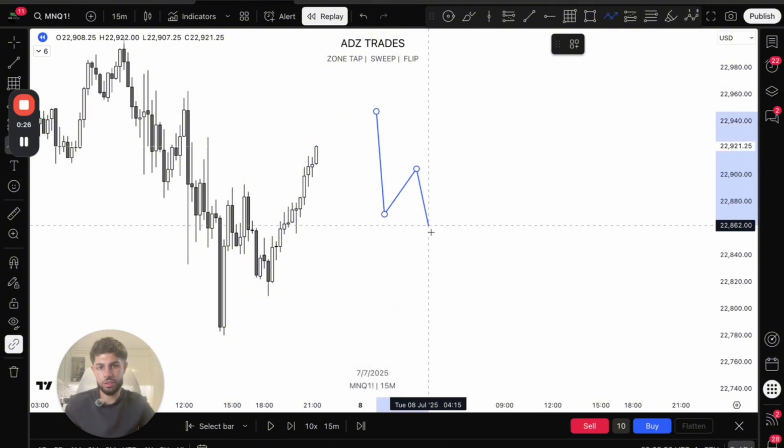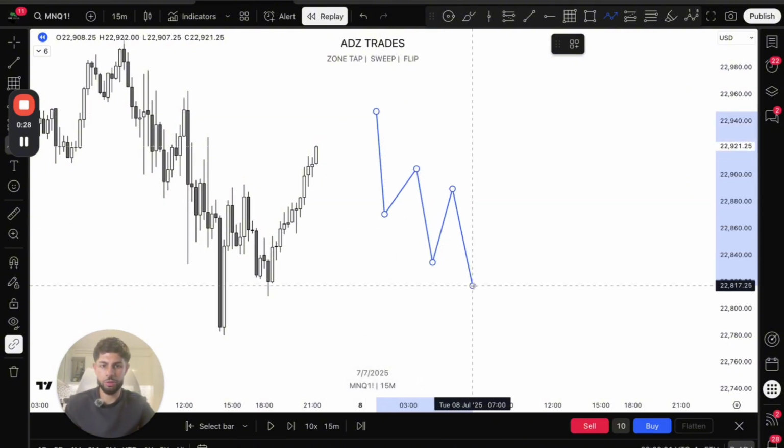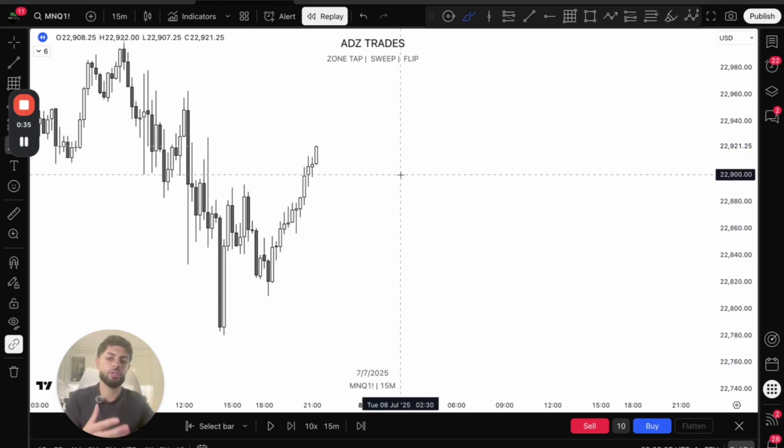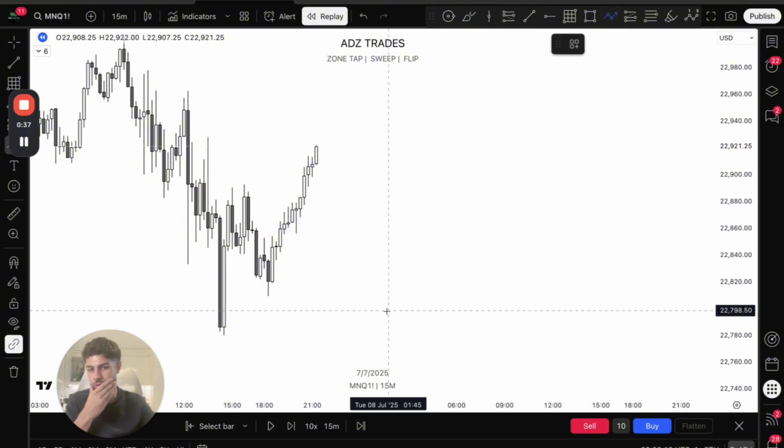You have this. What do you do? You wait for price to pull back, you enter. So you're trying to catch this pullback and then ride it down. Unfortunately, sometimes the market doesn't always move like that. Sometimes the market does this.